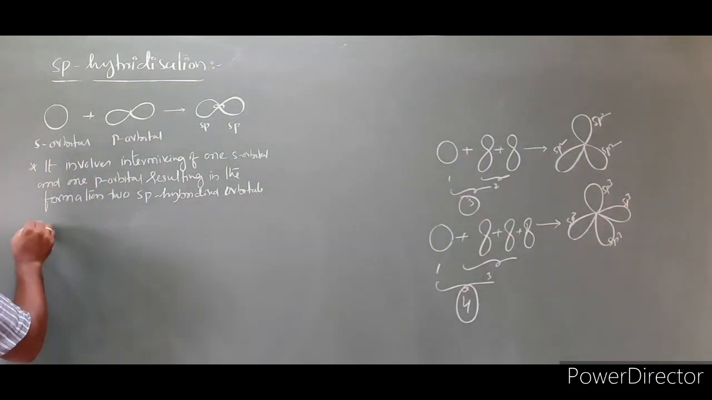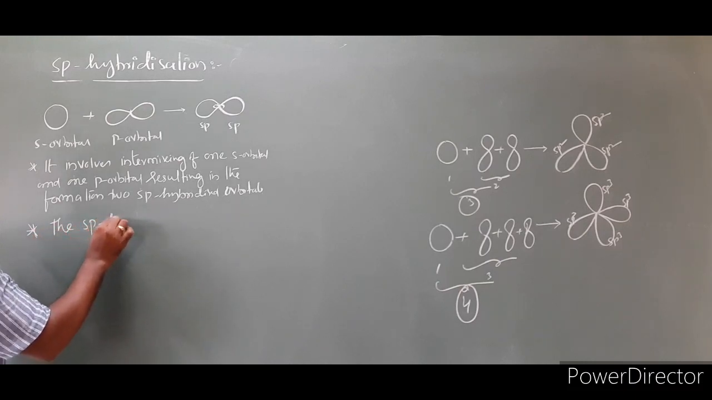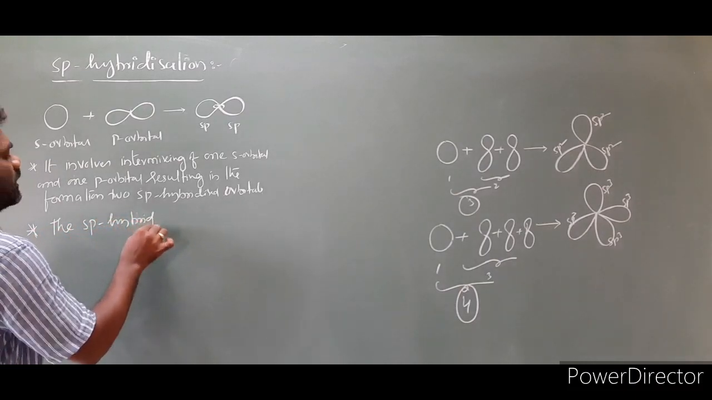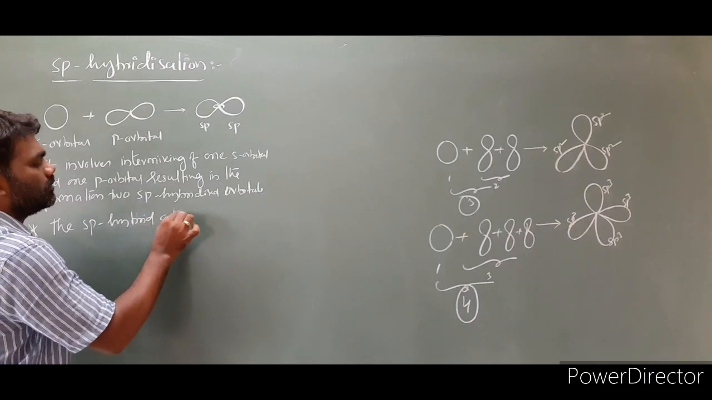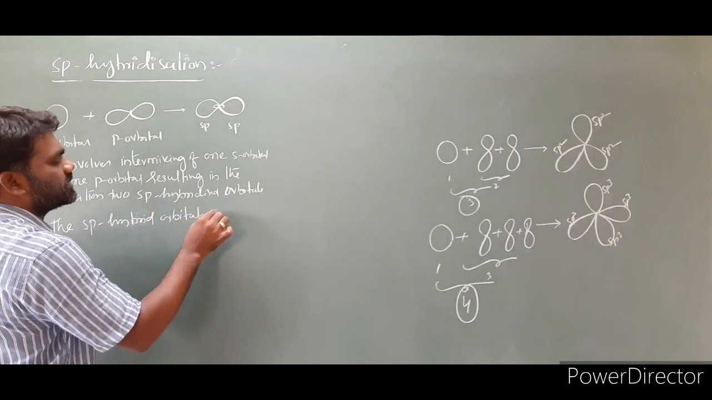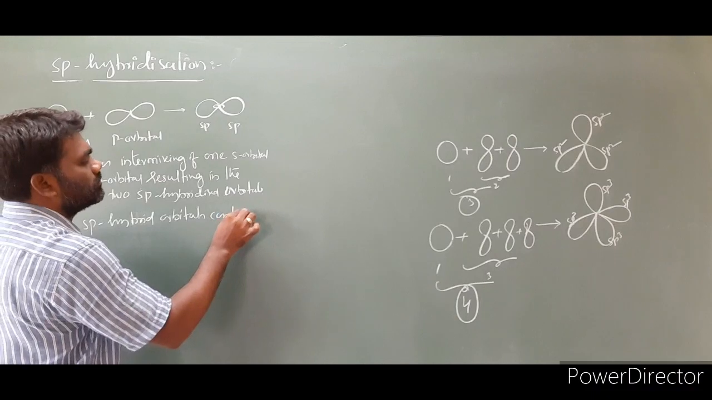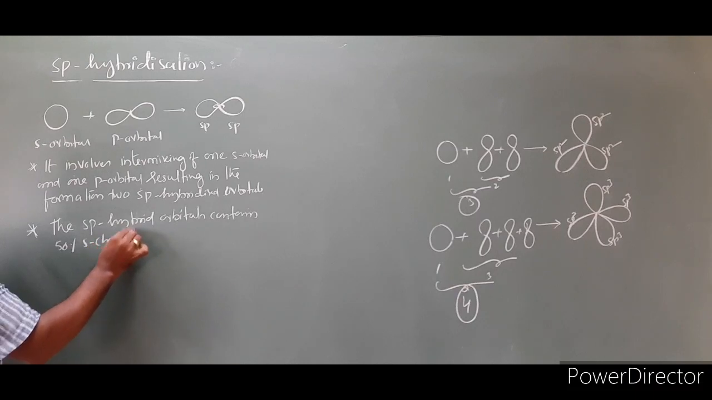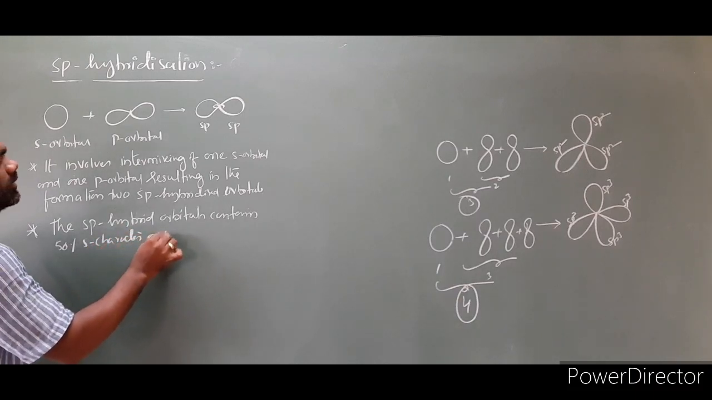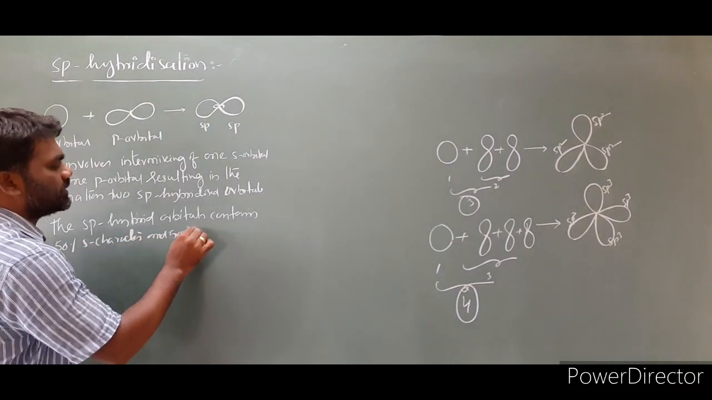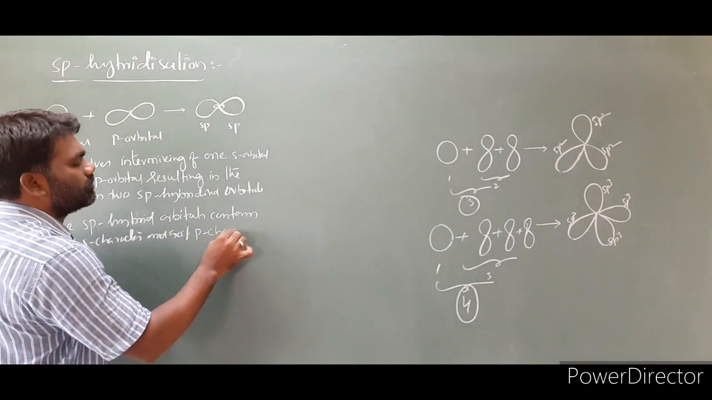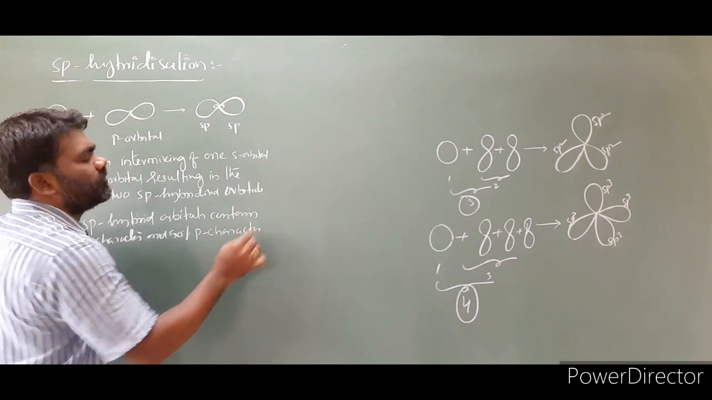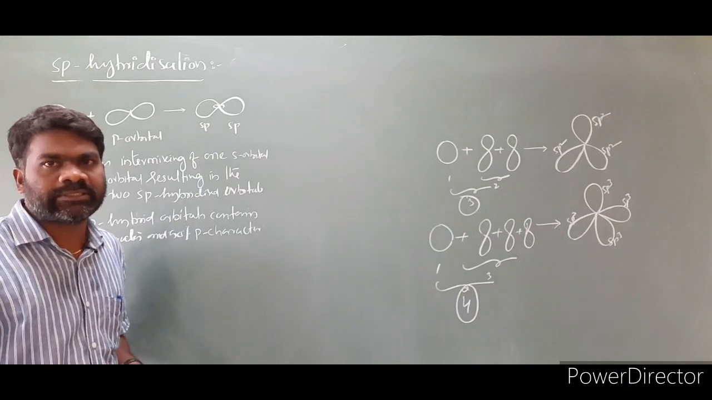Next point. The sp hybrid orbitals contain 50% s character and 50% p character. 50% is s character, 50% is p character.